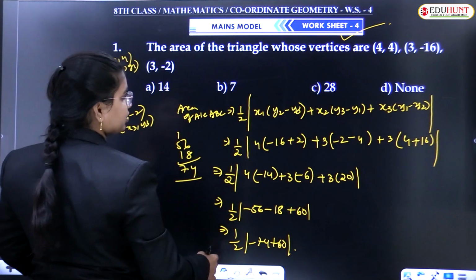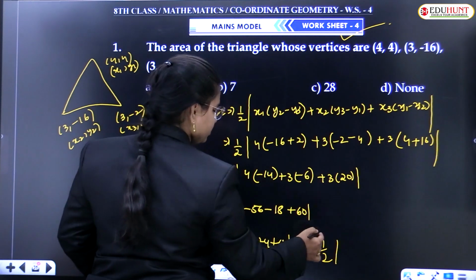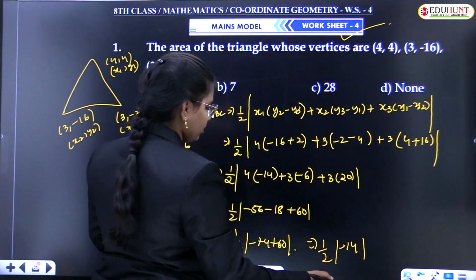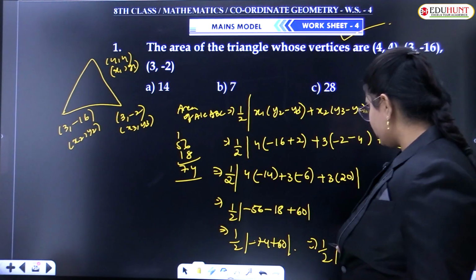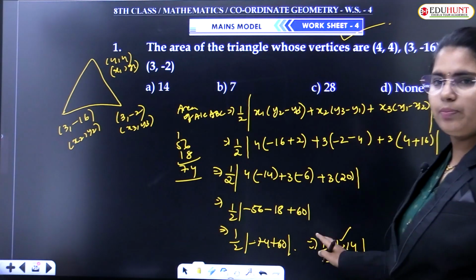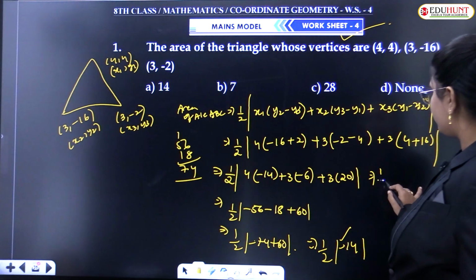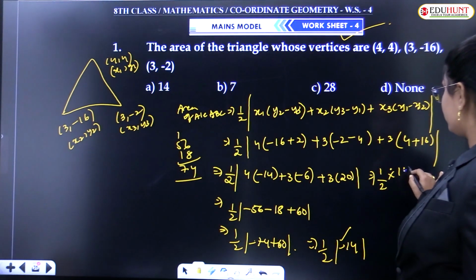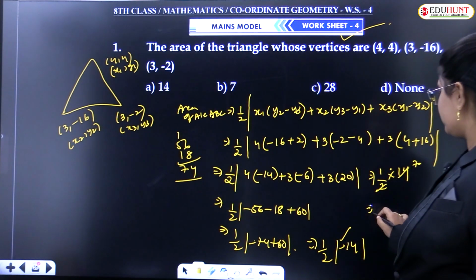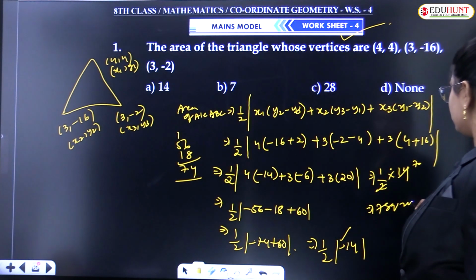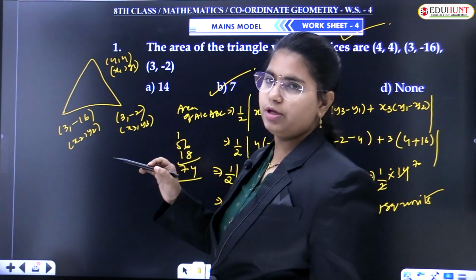So what answer are you going to get? Tell me. Half into, which is minus 14, correct? Plus 60 minus 74 is minus 14. As this is a modulus function, mod will not be negative, right? So if you remove the mod, it will come as plus 14. So cancel 2 ones, 2 sevens, 14. So 7 square units, which will be option B.